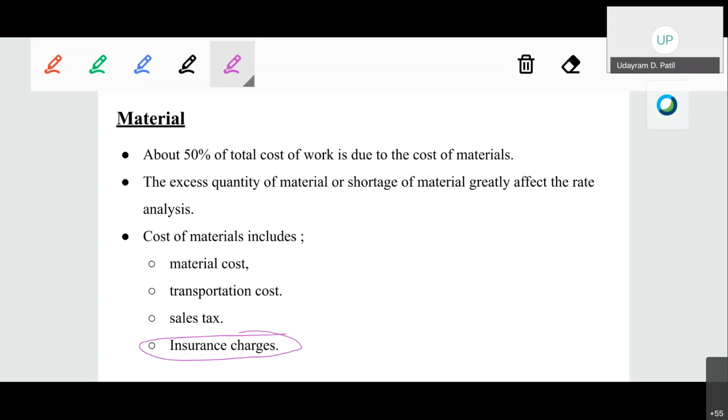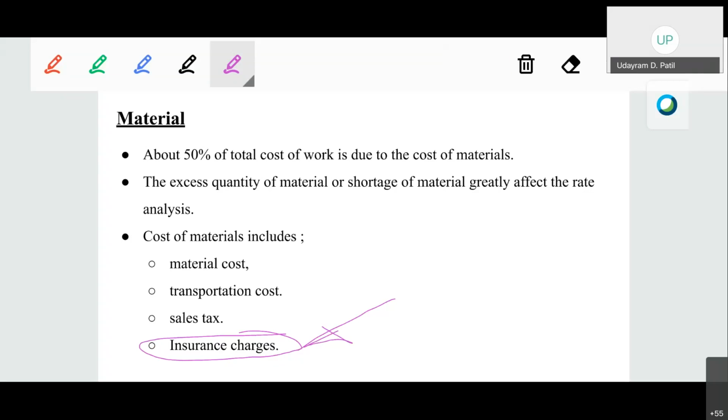But if the particular material is a certain special item, or if it is prepared for that particular work, a major project work, specially manufactured for it, in that case that particular material is way higher in cost. Therefore many transporters provide the insurance of that particular work. So whatever insurance charges there are will also be included in the particular cost.